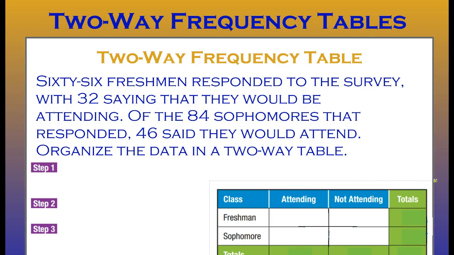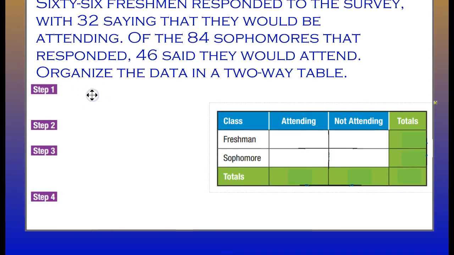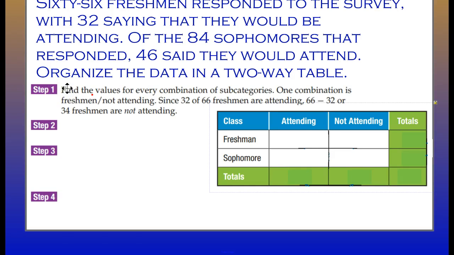Now in a two-way frequency table, there are a couple of different steps that we have to follow. So let's take a look at the problem. It says 66 freshmen responded to the survey, with 32 saying that they would be attending. Of the 84 sophomores that responded, 46 said that they would attend. Organize the data in a two-way table. So the first step is to find the value of every combination of subcategories. One combination is freshmen and not attending.